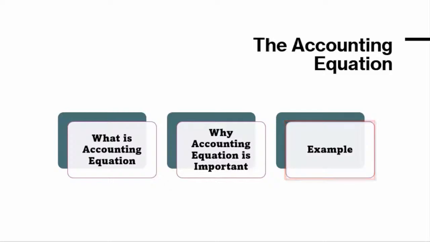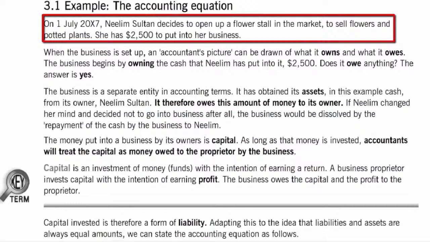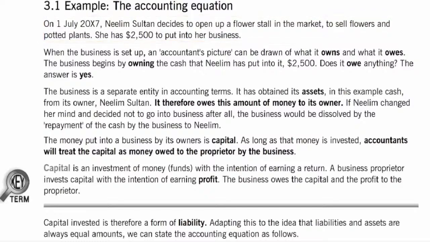Example, Neelam Sultan's flower business. On the 1st of July, Neelam Sultan decides to open a flower stall to sell flowers and potted plants. To start her business, she invests $2,500 of her own money as capital. Applying the accounting equation. When Neelam puts $2,500 into the business, this money becomes an asset of the business. The business now has $2,500 in cash, which it can use to buy supplies or pay for expenses.